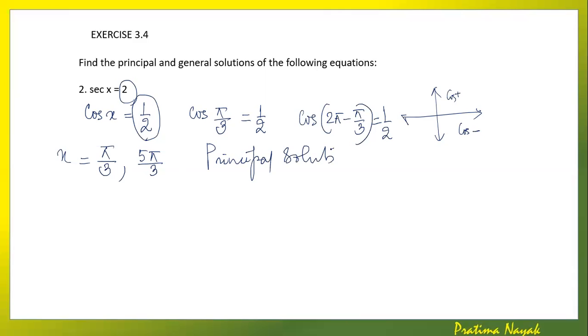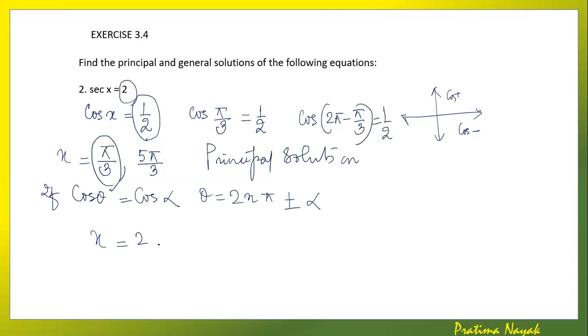Then coming to your general solution. For general solution, I'll take only this value, not this one. So let us recall the format. If cos theta is equal to cos alpha, then theta is equal to 2n pi plus minus alpha. So I'll write x is equal to 2n pi plus minus pi by 3. So this is the answer of question number 2. Of course, we'll write n is an integer.